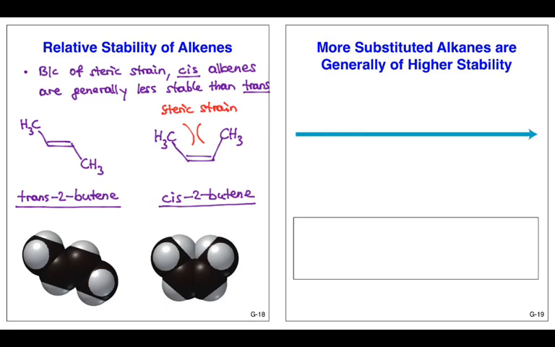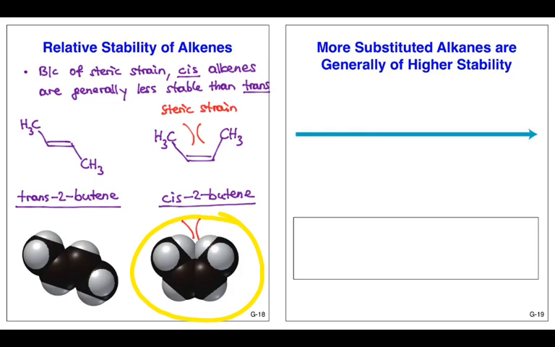You can see that even better in the space filling model shown down here underneath. Basically, there you can kind of see that the two hydrogens attached to the methyl groups bump right into each other in the cis isomer.